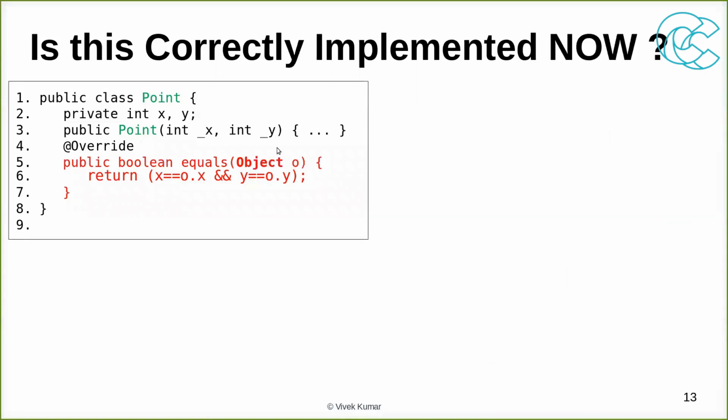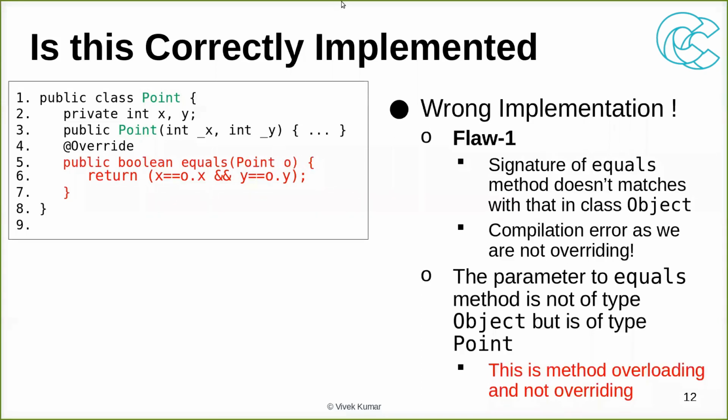Excuse me, sir. Yes. So if we remove @Override here, then it will work fine, right? Yeah, it works fine. If there is no @Override, it will treat it as overloading, and it works. It works fine in the sense that it doesn't complain, but it won't do whatever you asked it to do. For example, you want to check the equality of two Point instances which have the same x and y coordinates. That will not happen.